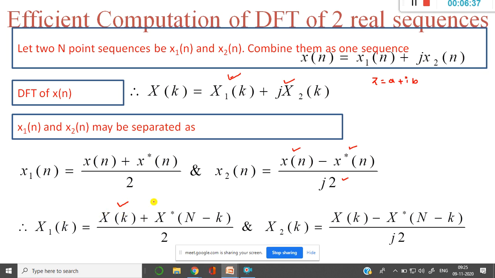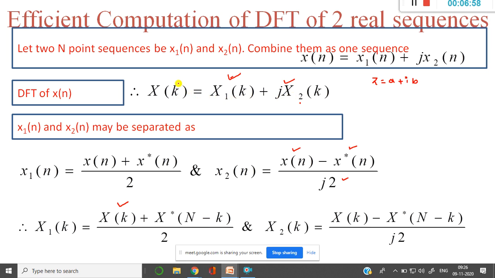X1 of k is nothing but your input x of k plus x conjugate of n minus k, because of the periodicity property, divided by 2. What about x2 of k? How do you find it? You need to find x2 of k by using x of k, right?